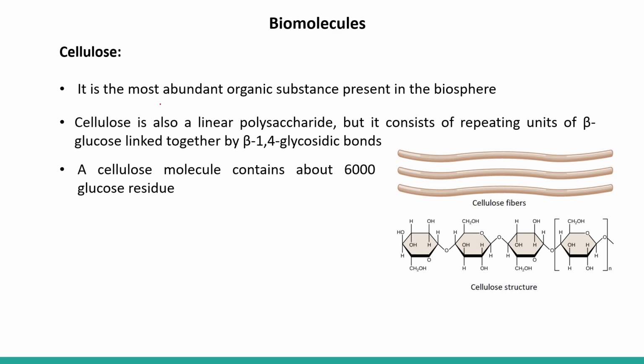Cellulose is the most abundant organic substance present in the biosphere. Cellulose is also a linear polysaccharide, but it consists of repeating units of beta glucose linked by beta-1,4 glycosidic bonds. So here we can see the structure of cellulose. These are the cellulose fibers, but they are joined. A cellulose molecule contains about 6,000 glucose residues.